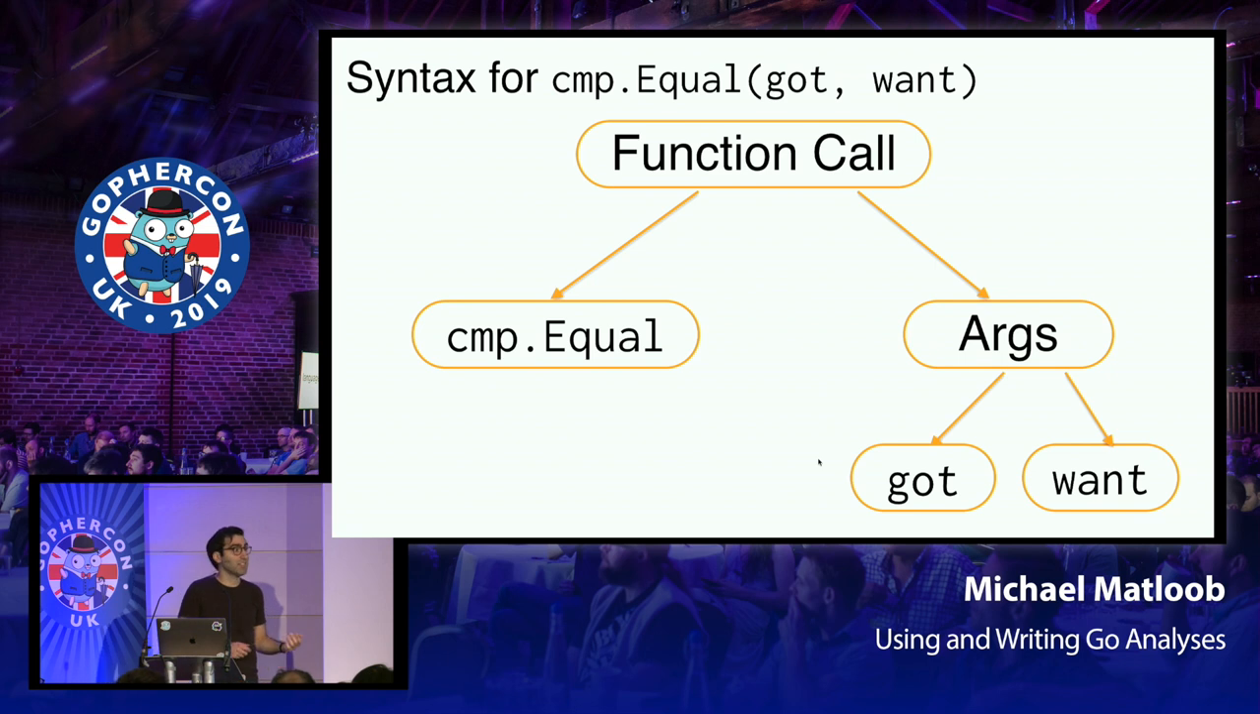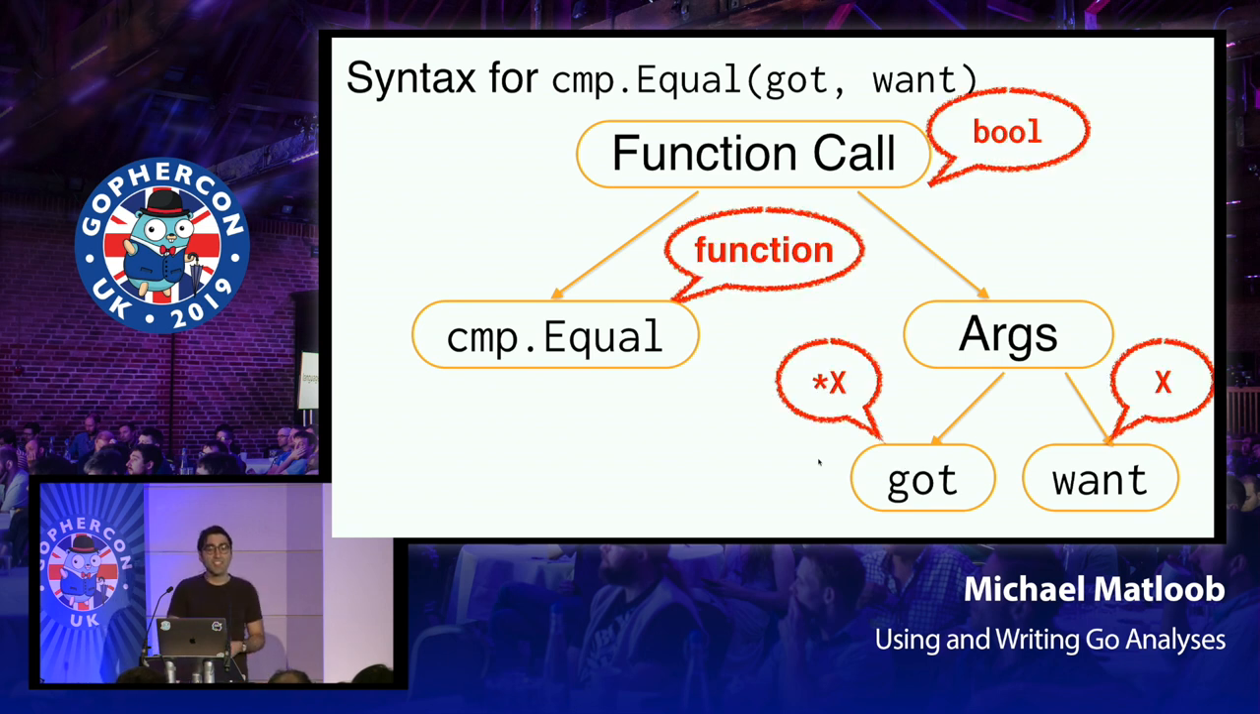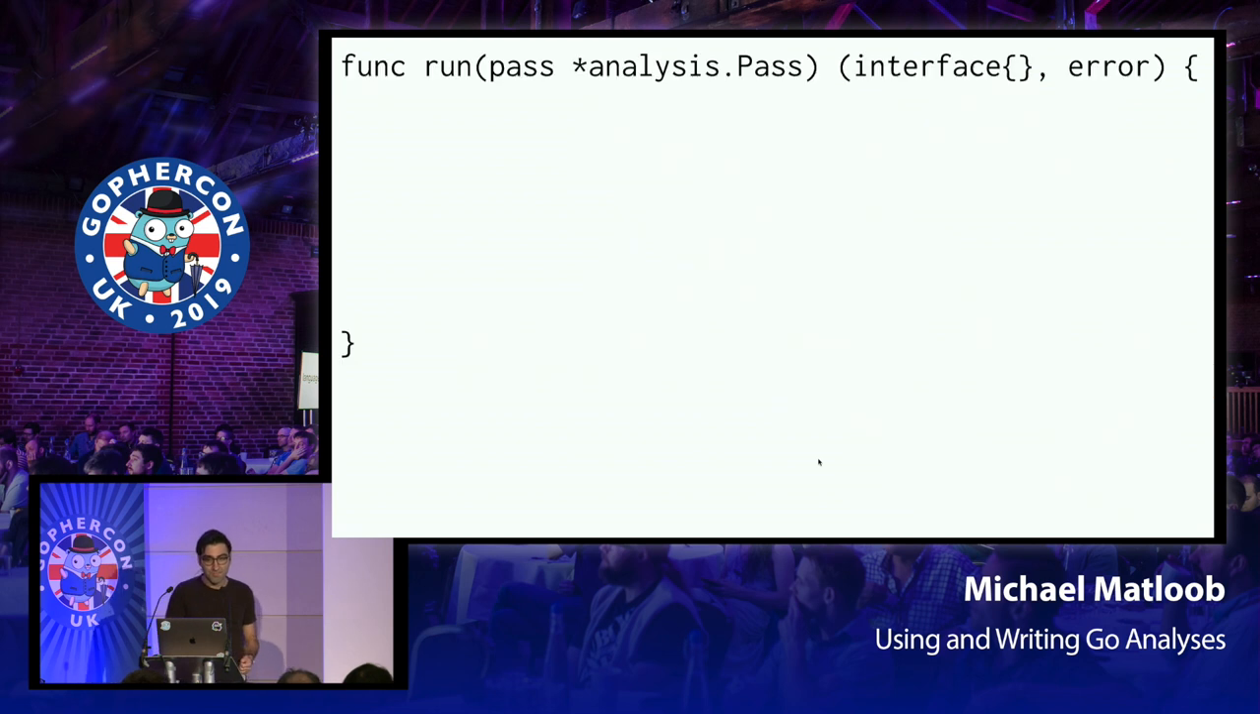And on top of that, there are types. Types are essentially annotations on the syntax that say what type that particular piece of code has, if it's an expression. So the entire function call evaluates to a boolean, so it has an annotation that says that it's a bool. Similarly, compEqual is a function. And most critically for us, got is a pointer to x and want is an x. So if we have access to these types in our analysis, we can look at them, say these types are not equal, and report a diagnostic to our user. And this is exactly what we're going to do in our analysis.